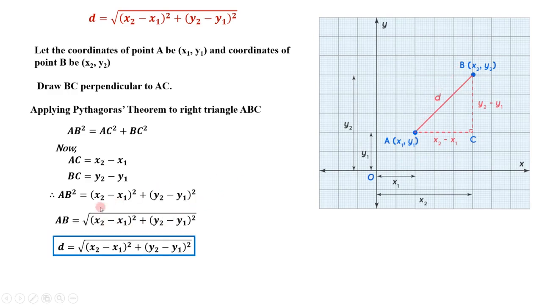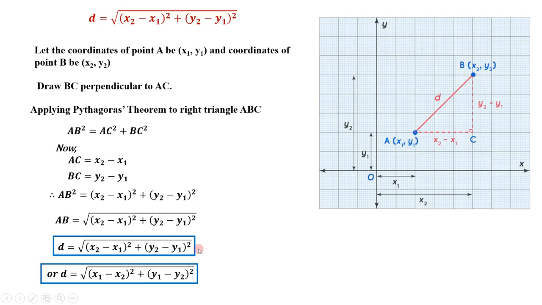We can write this expression in this way as well. d is equal to the square root of (x1 taken away from x2) whole squared plus (y1 taken away from y2) whole squared. So this is our distance formula, and this formula can also be represented in this way.